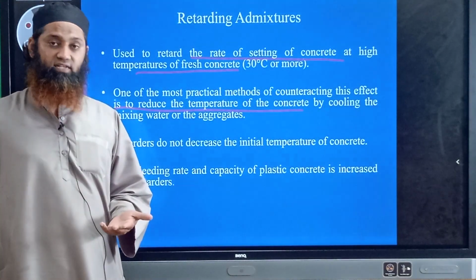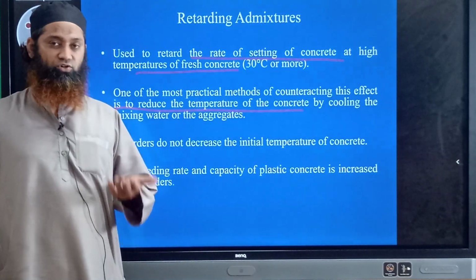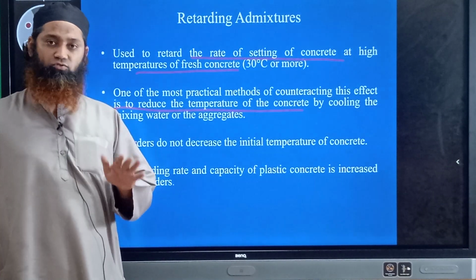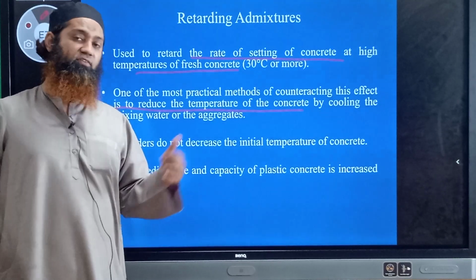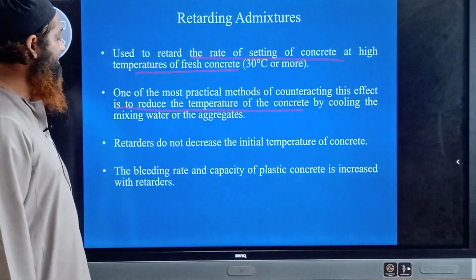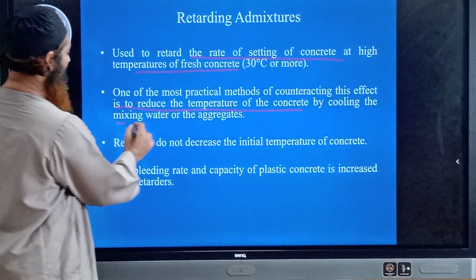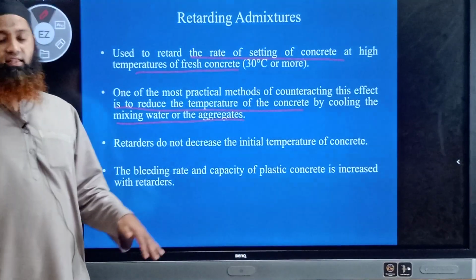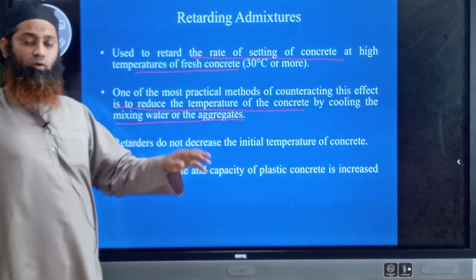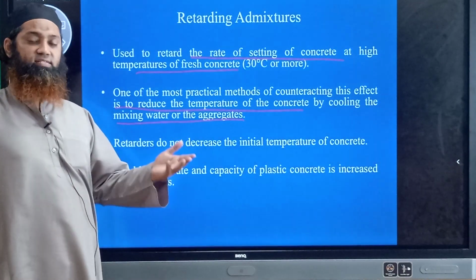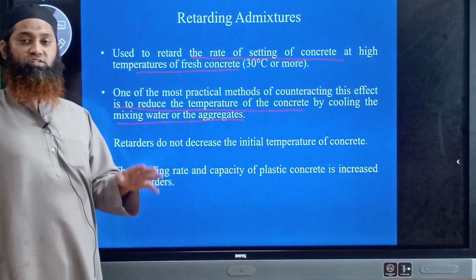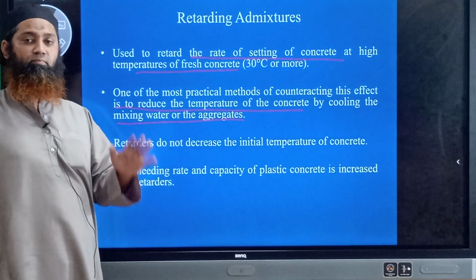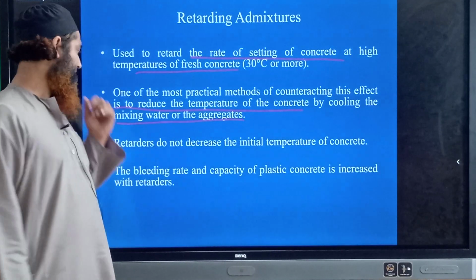Once the temperature increases, the evaporation of water also takes place. So we have to reduce the temperature of the concrete. Thereby we add this retarding admixture, by cooling the mixing water of the aggregate. We are cooling the mixing water of the aggregate, thereby the temperature is getting reduced. Once the temperature is reduced, the vaporization won't take place, and because of that the setting time of concrete can be maintained or it can be delayed.